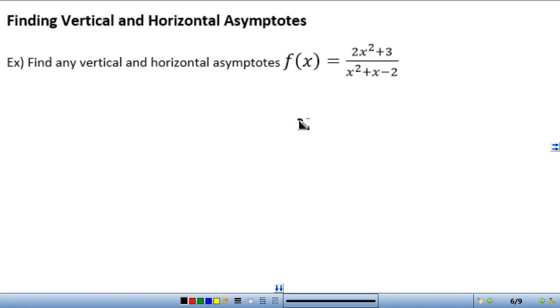Find any vertical or horizontal asymptotes here. They're both the same degree, x squared, x squared. So my horizontal asymptote is y equals, in this case, I just take the ratio of the coefficients, 2 over 1. So y equals 2. I already got my horizontal.